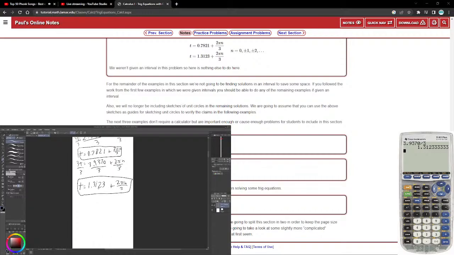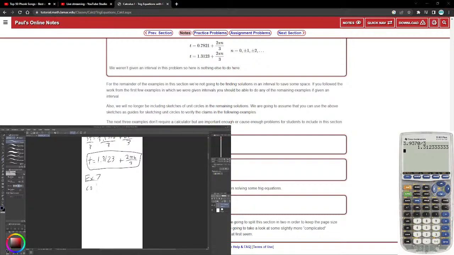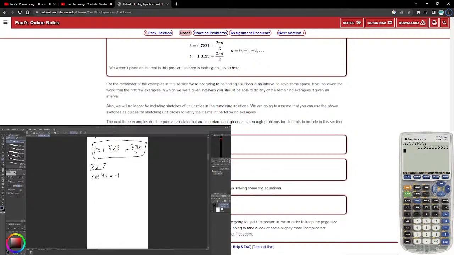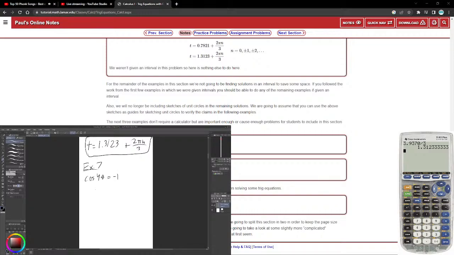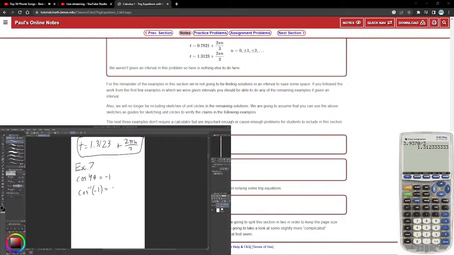Okay. Example 7. Cos 4 theta equals -1. So, inverse cos -1 equals 4 theta.